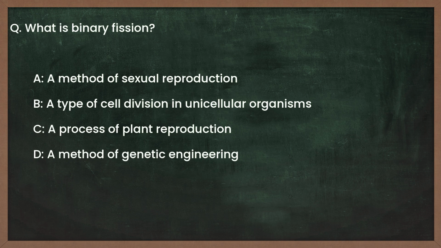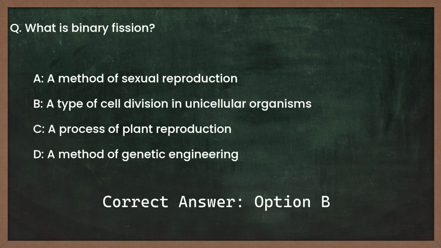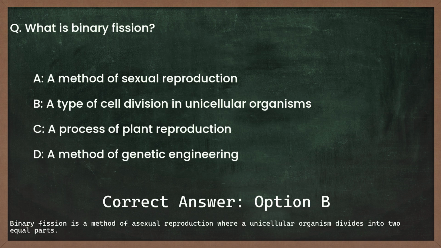You have 5 seconds to answer the question. The correct answer is option B, which is a type of cell division in unicellular organisms. Binary fission is a method of asexual reproduction where a unicellular organism divides into 2 equal parts.